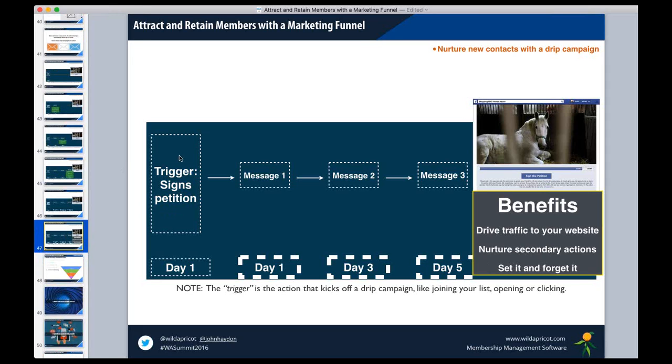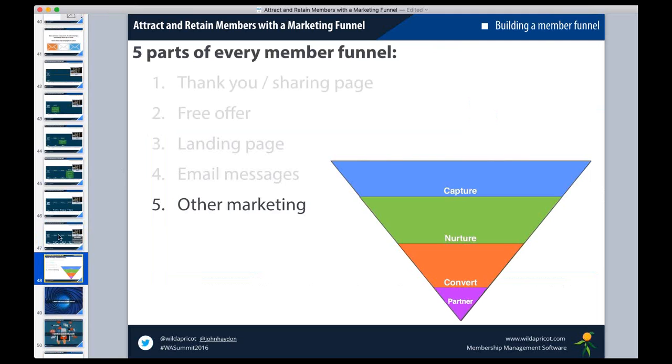So let's say that someone signs the petition, they receive message 1, but they don't open it. Well, if they don't open it, they're going to receive a different message than if they did open that message. Okay, so you can get pretty granular in terms of the cause and effect of the messages that are going out. Okay, and then the last part of the funnel is other marketing.